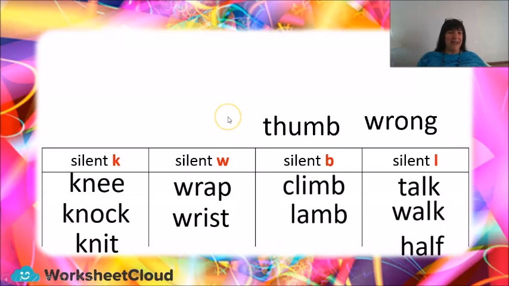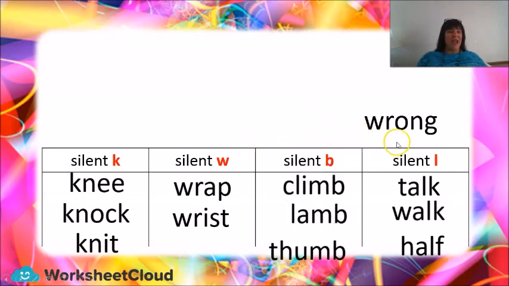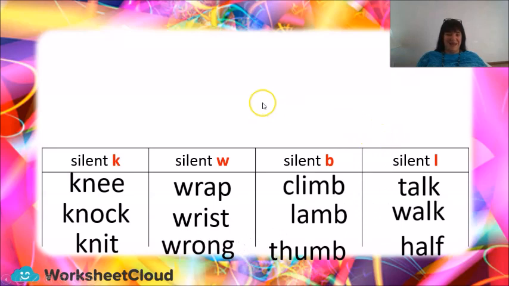You guys are amazing. You know all these silent letters. Thumb. Which one's the silent one? The B. Yes. And wrong. Which one's the silent one? The W. Well done. Let's read through the silent K words.